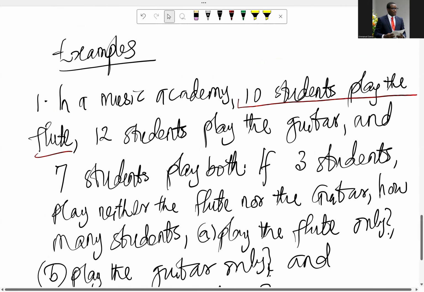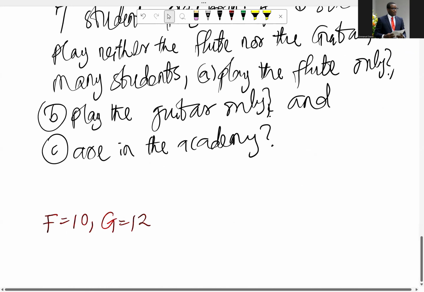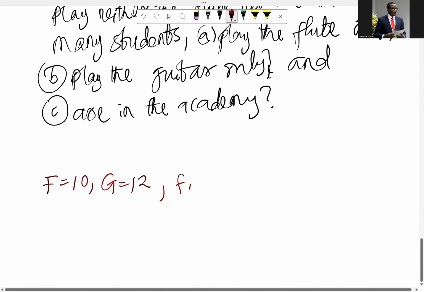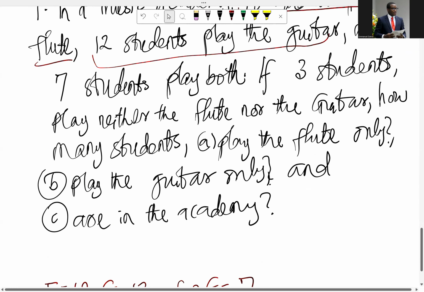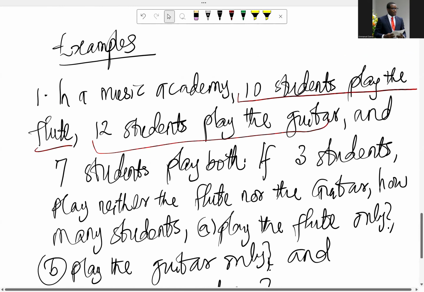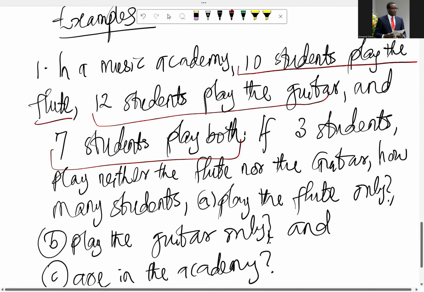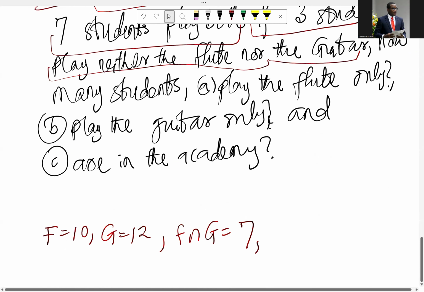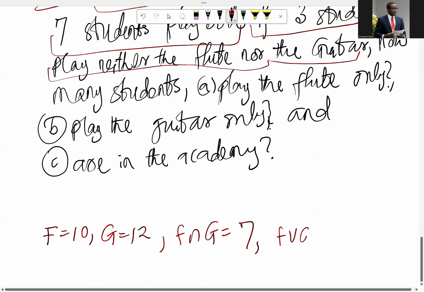Then what do we have next? 7 students play both, so that means F intersection G is equal to 7. Now, last information, 3 students play neither the flute nor the guitar, so these are the outsiders. That means that (F union G) prime is equal to 3.